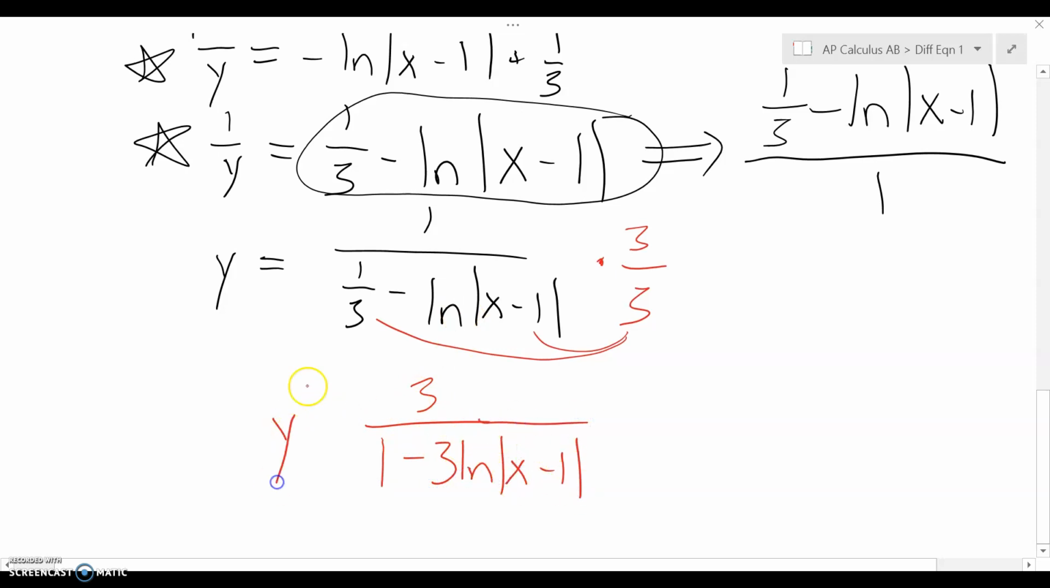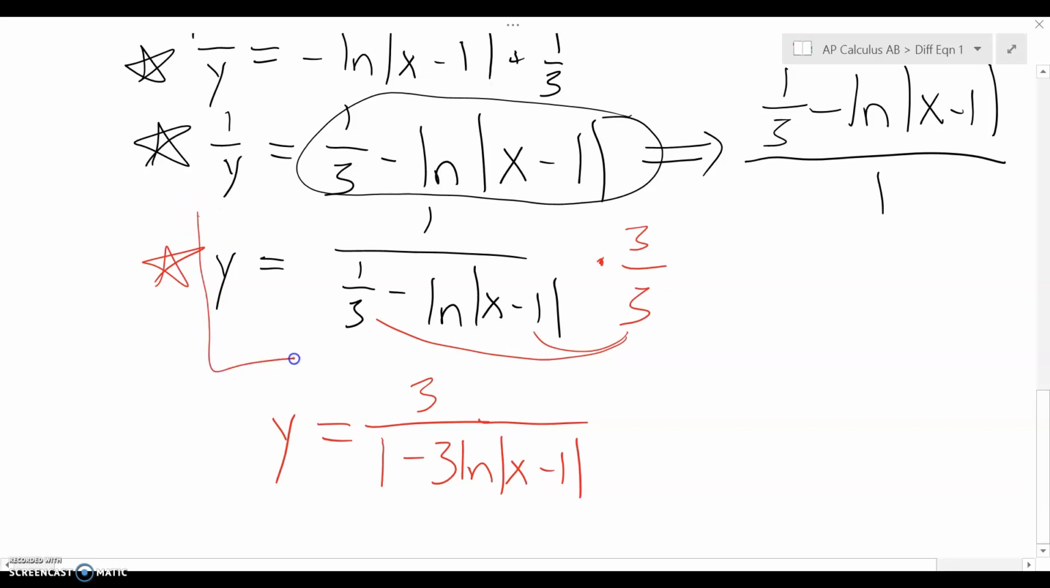And again, this is by no means necessary, by no means better. In fact, the AP released answer, which I included in the solutions section for this, actually leaves it in this first format. So it is totally okay. And there's one additional thing that happens on this one, and again, I don't want to get lost in this little nuance here at the end.